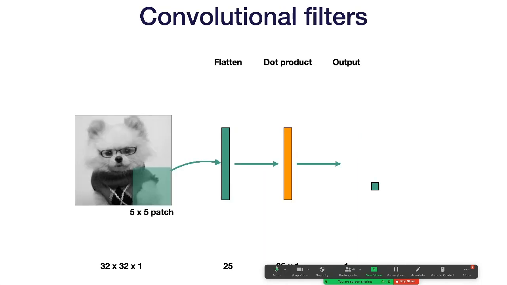And so you can slide it across the row and then across each of the rows until you get to the bottom right corner. And each of those operations is extracting a 5x5 patch, flattening it, multiplying it by a vector, and producing a one-dimensional output. And so if you combine all of those together, what you end up with is this output that has one corresponding output for each 5x5 patch in the input.